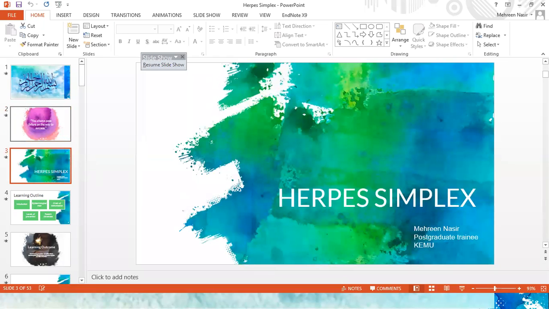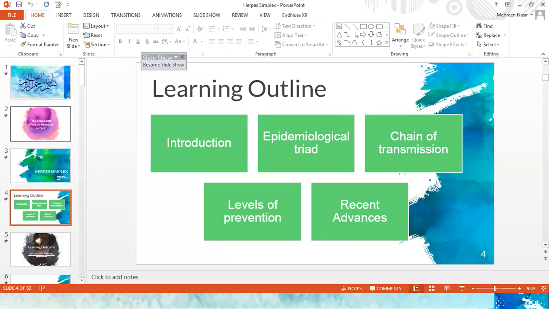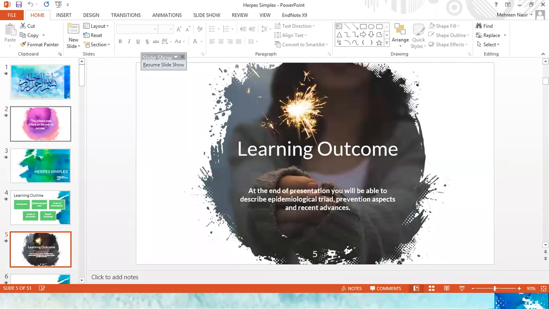My topic of presentation is herpes simplex. In this presentation, I am going to introduce you to the introduction of herpes simplex, its epidemiological triad, chain of transmission, levels of prevention, and recent advances. Learning outcome. At the end of the presentation, you will be able to describe the epidemiological triad, prevention aspects, and recent advances of herpes simplex.